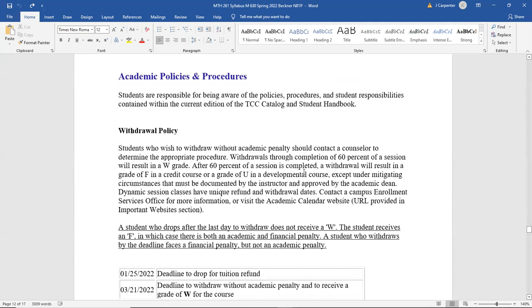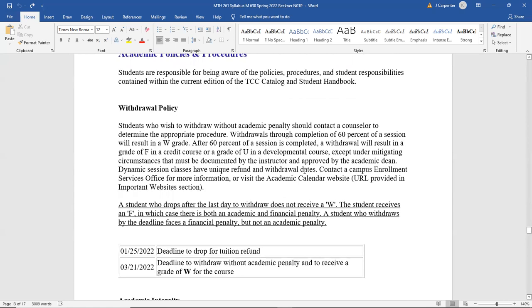Withdrawal policy. We've already talked about how you can get withdrawn for not doing homework because that's tied to attendance. But besides that, should you choose to withdraw yourself, January 25th is the deadline to receive a tuition refund, and March 21st is the deadline to receive a W. If you withdraw after that, you receive an automatic F unless you have some extenuating circumstances like you're having a baby or you're going to jail or you're moving to Canada. Who knows? And I feel like if you move to Canada, they still have internet there. That shouldn't be a problem. Hopefully it's not the second one. Nobody wants that.